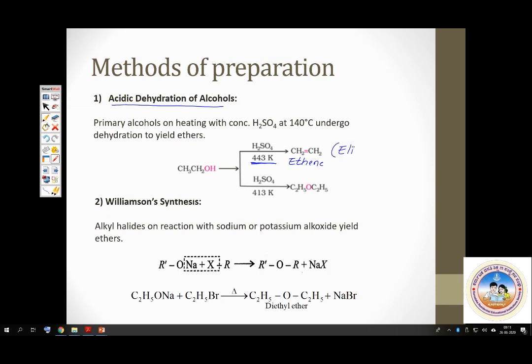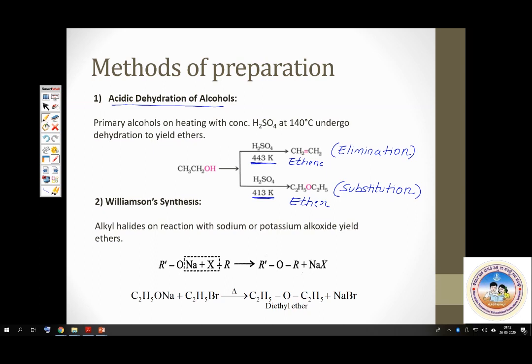But now look at the difference. Same ethanol made to react with sulfuric acid at a slightly lower temperature of 413 Kelvin, the reaction takes a different path. It now becomes a nucleophilic substitution reaction, and hence you end up getting ether. In both cases, water is removed. Both cases, it's dehydration. But in the first case, it is intramolecular dehydration, dehydration within the molecule. In the other case, it is intermolecular dehydration.